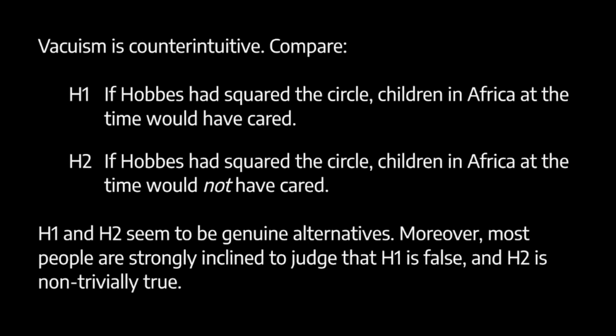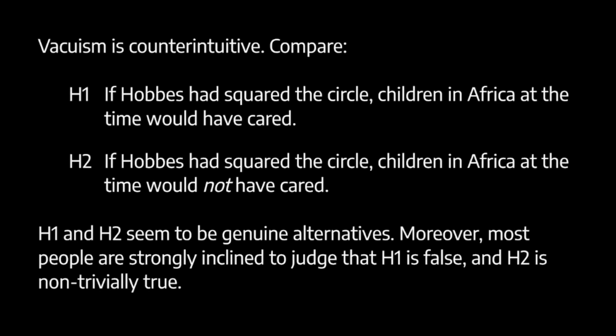So, we're inclined to say that this first counterpossible is false. It's false that if Hobbes had squared the circle, children in Africa at the time would have cared. By contrast, the second counterpossible is true. If Hobbes had squared the circle, children in Africa at the time would not have cared. That's true, and it's not trivial. More broadly, it seems clear that these two counterpossibles are genuine alternatives. That when I assert one of them, I deny what is in the other. These two statements are inconsistent. But if vacuism is right, they're not genuine alternatives. Both of them are true.